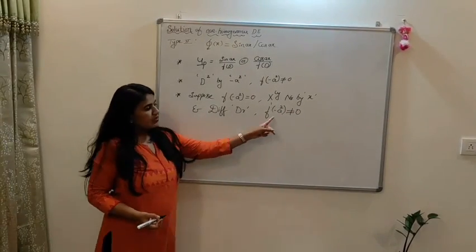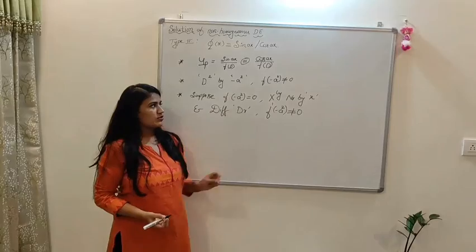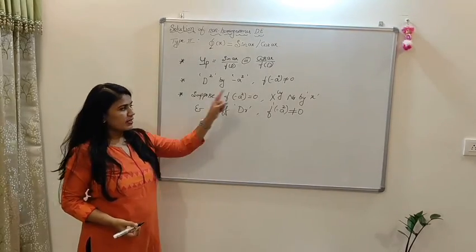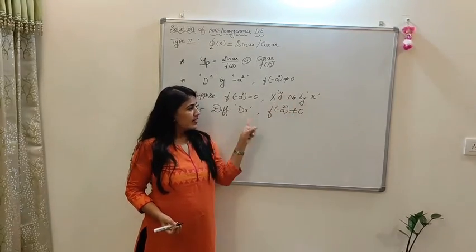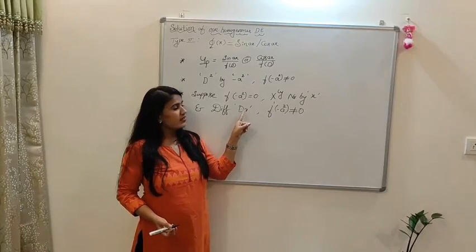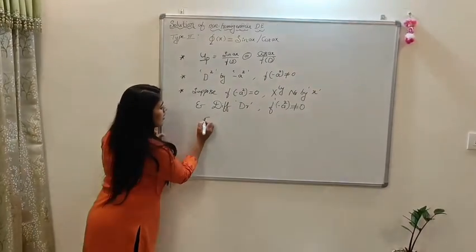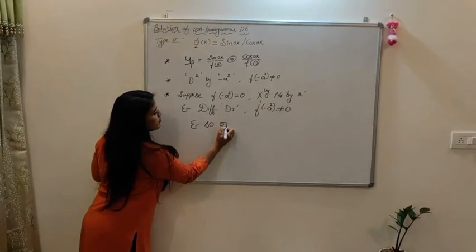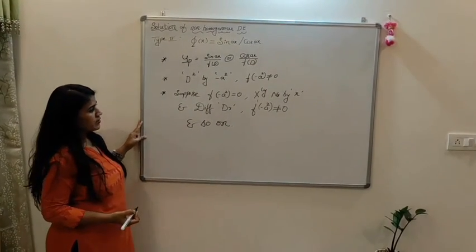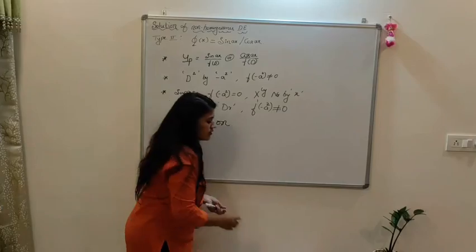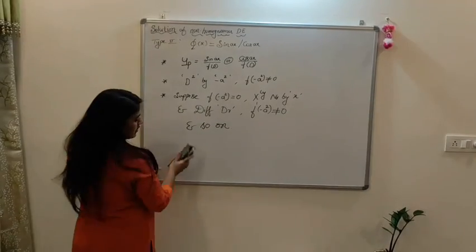Again, if you get f of minus a square equal to 0, once again we should multiply the numerator by x and again differentiate the denominator, and f double dash of minus a square should not equal 0, and so on. This is the working rule. We will continue and solve the problem. I will take one example.